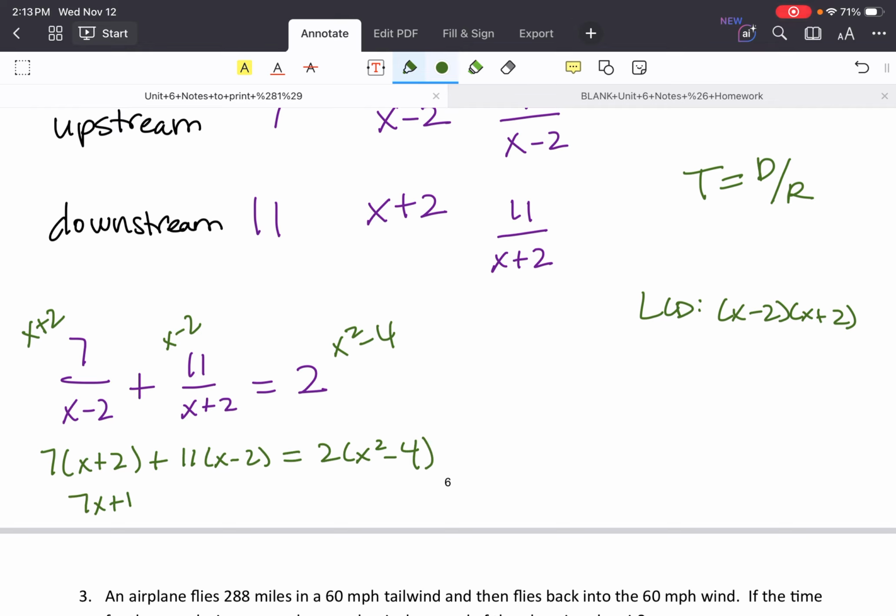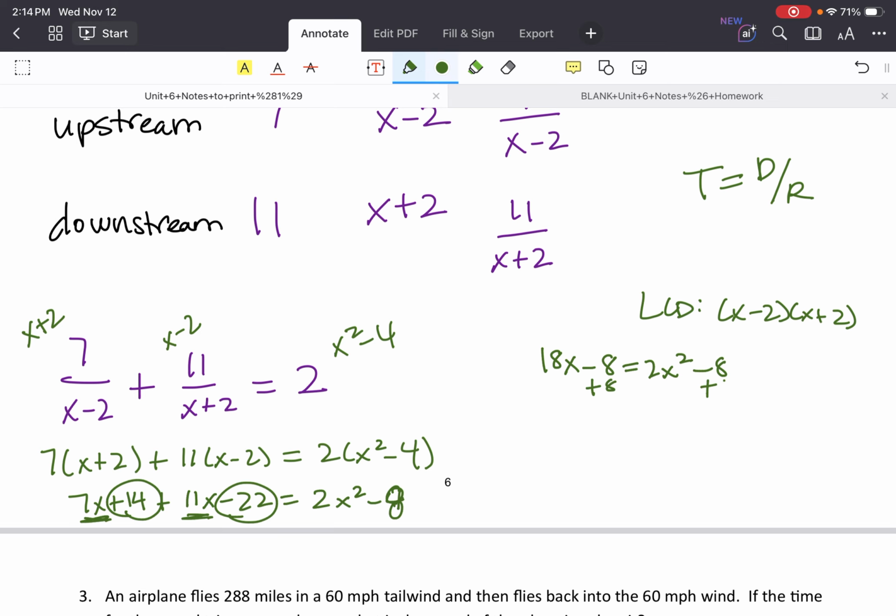2 times 7 is 14. 11 times -2 is -22, 2x squared minus 4. Then I'm going to combine like terms. 7x plus 11x is 18x. 14 minus 22 is minus 8. Oh, I did not multiply that. That should be 2 times -4 is -8, Miss Stone. So I get 2x squared minus 8.